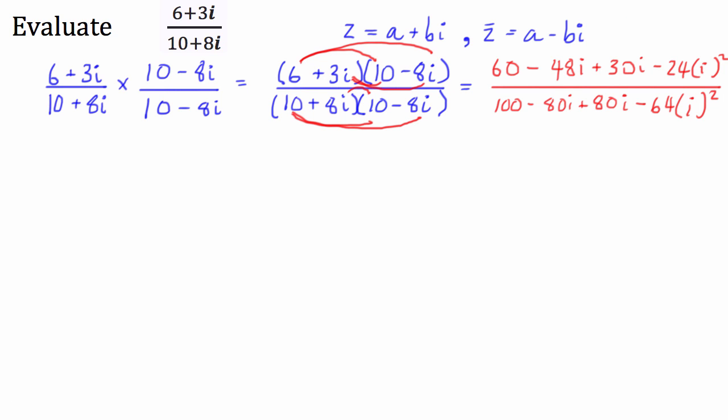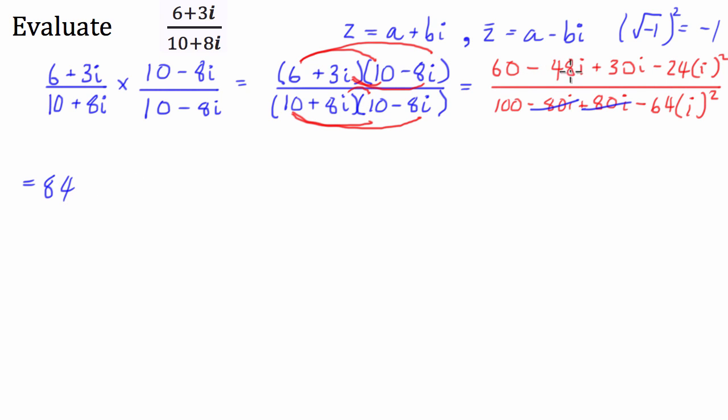Cool. So why did I do all of that working out for you? What we can do is in the denominator, we can combine those middle two like terms and they will add to equal 0. In the numerator, let's have a look at what we've got. We've got 60 and we've got this 24i squared. Now i is the square root of negative 1, so if we square that, it's just going to equal negative 1. So negative 24 times negative 1 is plus 24. So in the numerator, we've got 60 plus 24, which is 84.